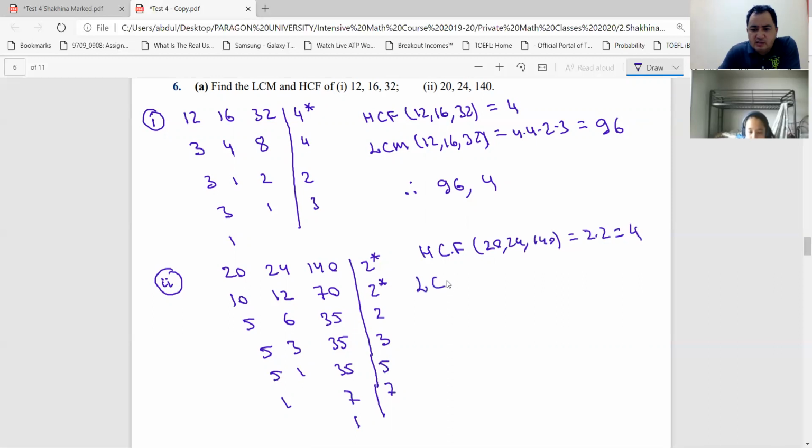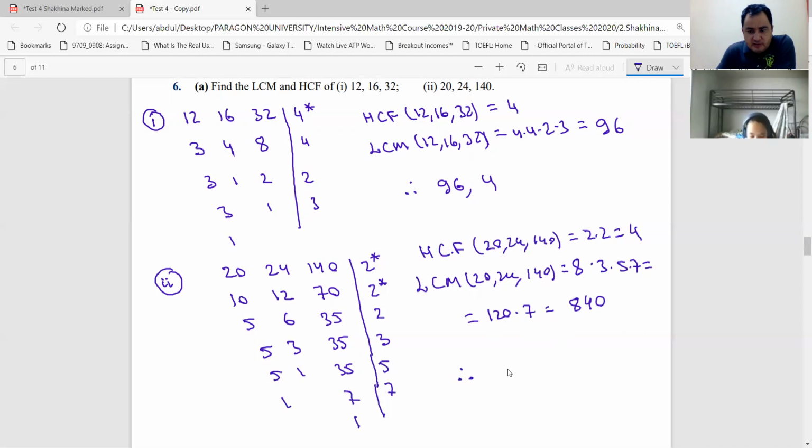And how about the least common multiple? 20, 24, 140. 2 times 2 times 2, it is 8. 3, 5, 7. That's equal to 8 times 3, 24. 24 times 5, 120, times 7, 840. Right? Dot, dot, dot. 840 and 4. That's the answer.